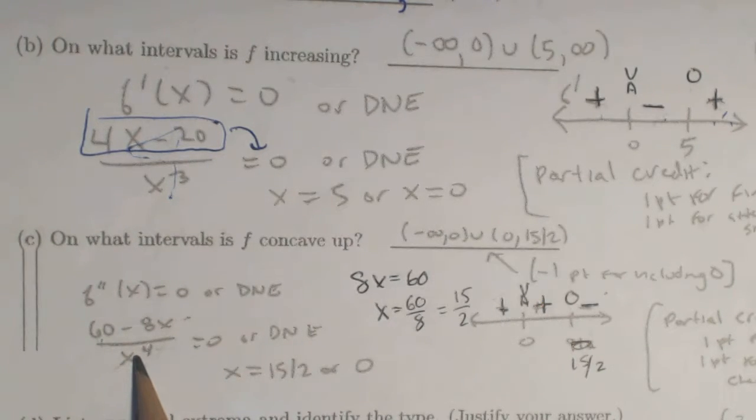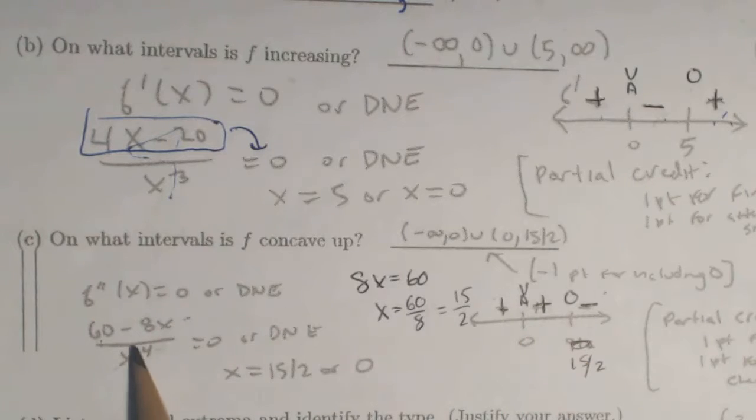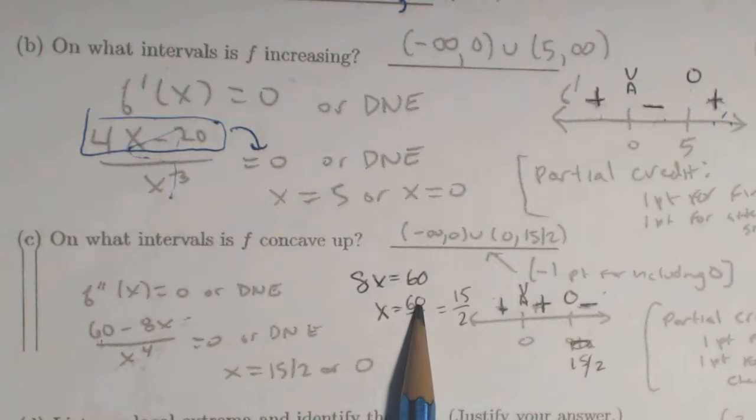It's undefined, it doesn't exist when x equals 0, but that was our vertical asymptote, so that's what you see over here. Now, 60 minus 8x equals 0, and a fraction is 0 only when its numerator is. If you solve that, you get 8x equals 60, x is 60 over 8. Divide that by 4, you get 15. Divide that by 4, you get 2. 15 halves is your answer.